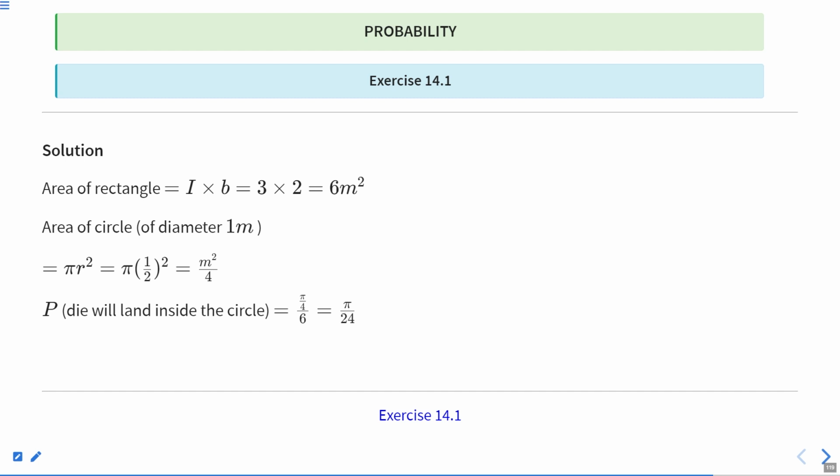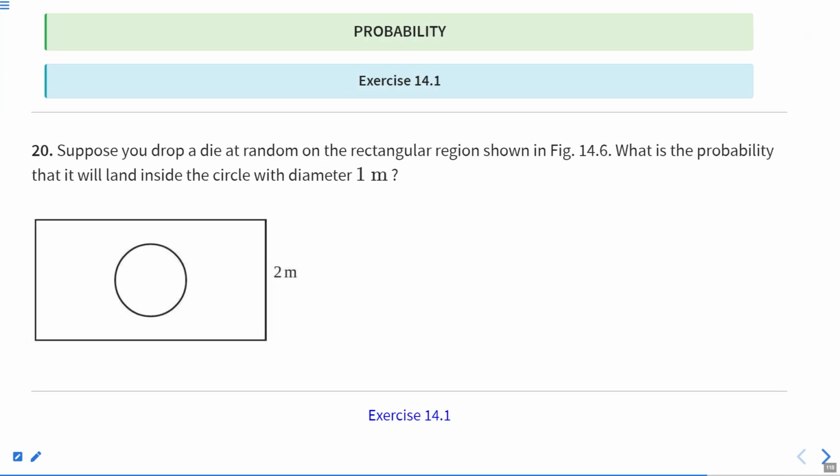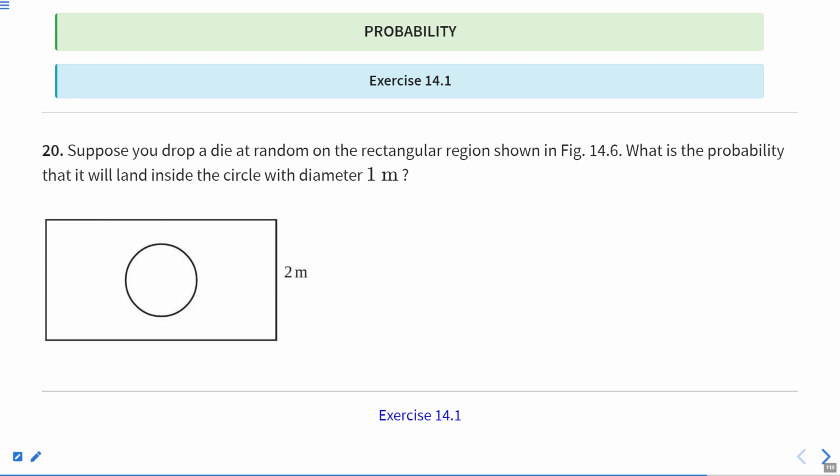So now probability that the die will land inside the circle is equal to pi by 4 divided by 6, and this is equal to pi by 24. Okay, so this is the probability that it will land inside the circle with diameter 1 meter.